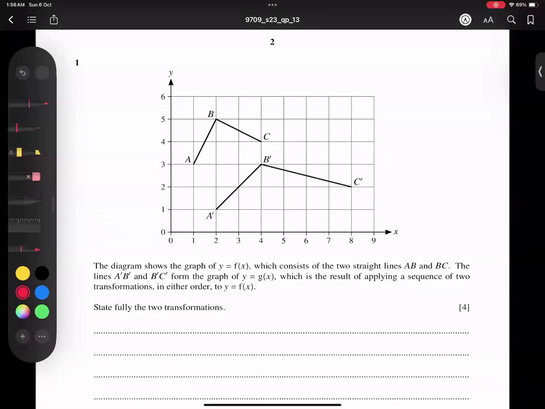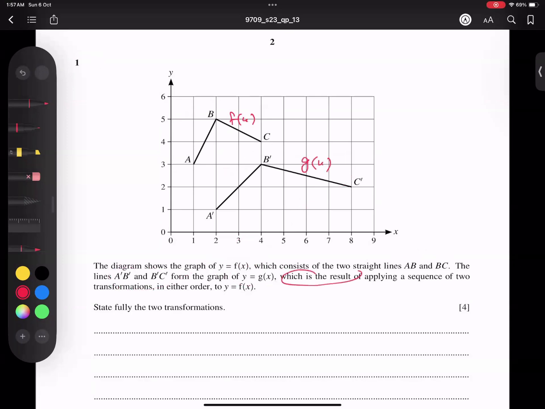Next question. Here we have another question, June 2023, 13th variant, question number 1. Okay, let's read the question. He said f of x, which consists of 2 graphs, a, b, b, c. So this is f of x. Let me write here f of x. And g of x is dashed. We can say this is g of x.